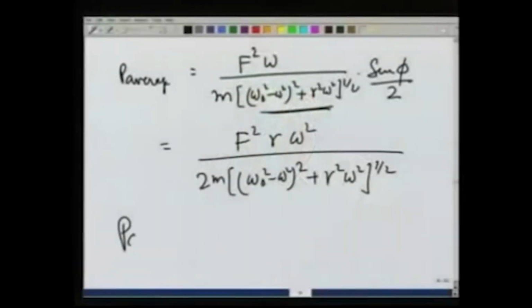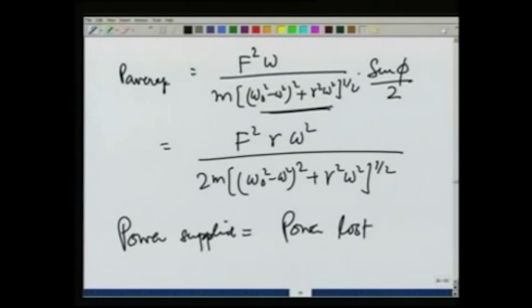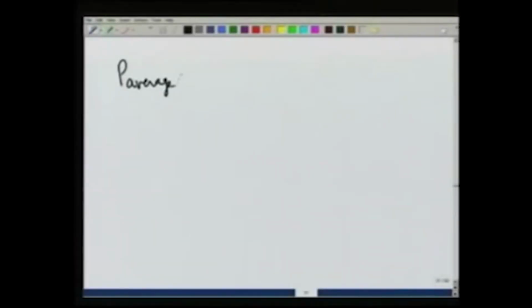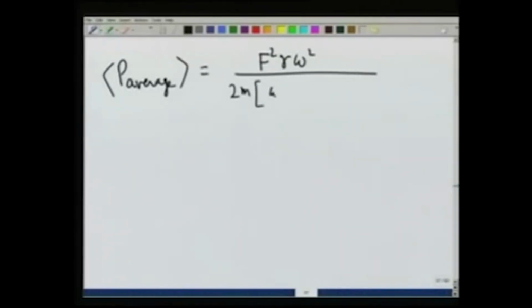So, power supplied is equal to power lost, as must be the case for the steady state motion to sustain itself. So, we find that P average, supplied or lost, is equal to f square gamma omega square over 2m times omega naught square minus omega square, whole square, plus gamma square omega square.